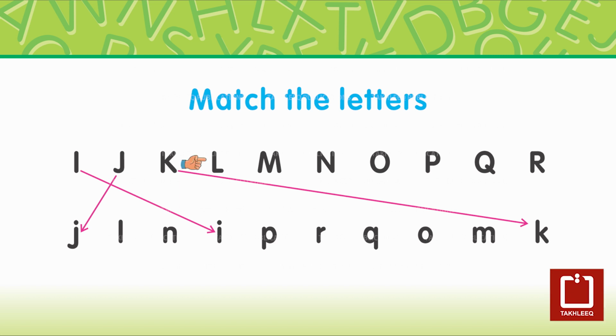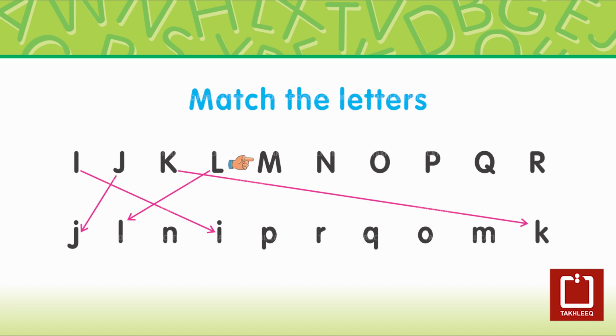This is capital letter L. Now we search small letter L in the second row. J, L. Yes, this is small letter L. So we match capital letter L with small letter L.